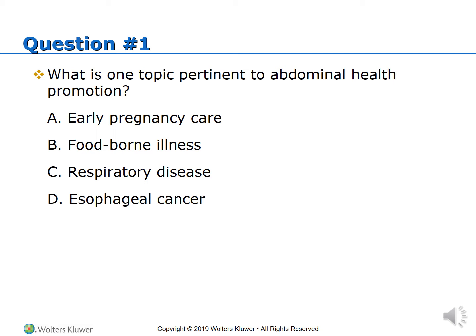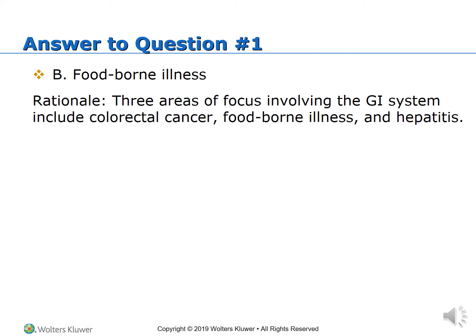So B and D look good. D, esophageal cancer, this is where you have to pick the best answer. And your book prioritizes foodborne illness, colorectal cancer, and hepatitis for GI health. So the best answer is going to be B, foodborne illness. Esophageal cancer might work, but it's not as significant in its incidence and mortality for our country as colorectal cancer is. And so the answer is B, foodborne illness.